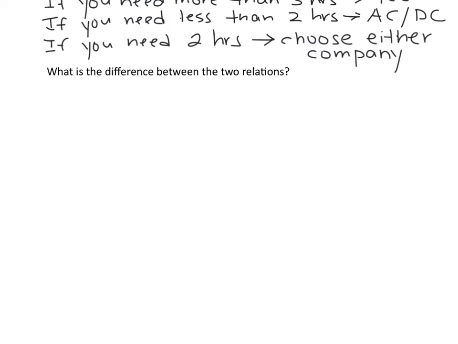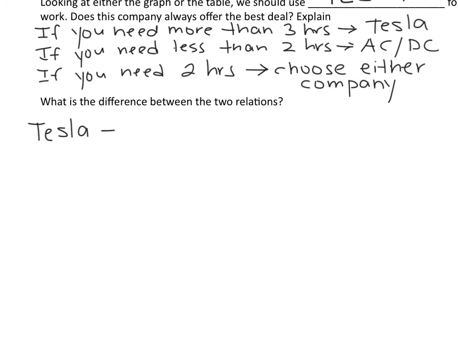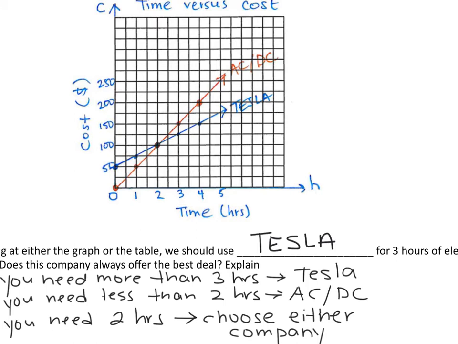Our last question is, what is the difference between the two relations? So if we had to come up with some concrete differences between the two, what could we say? Well, for the Tesla company, if I go back and look at my graph, my Tesla is represented by the blue line, and the Tesla is represented by a partial variation. My graph does not start at the origin, it starts at 50. It has an initial value of 50.